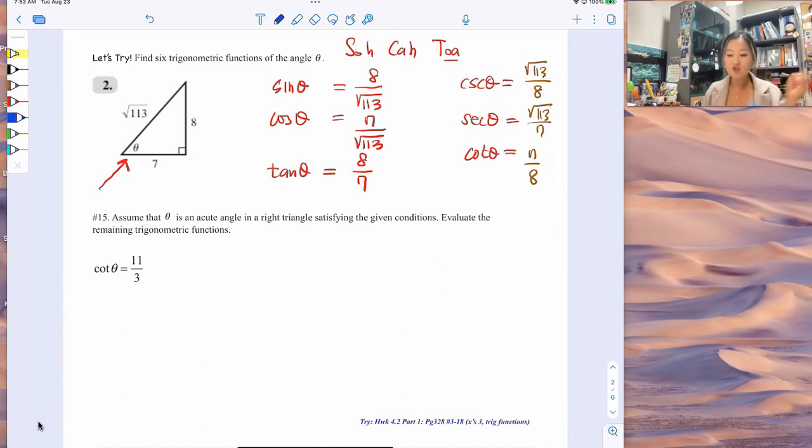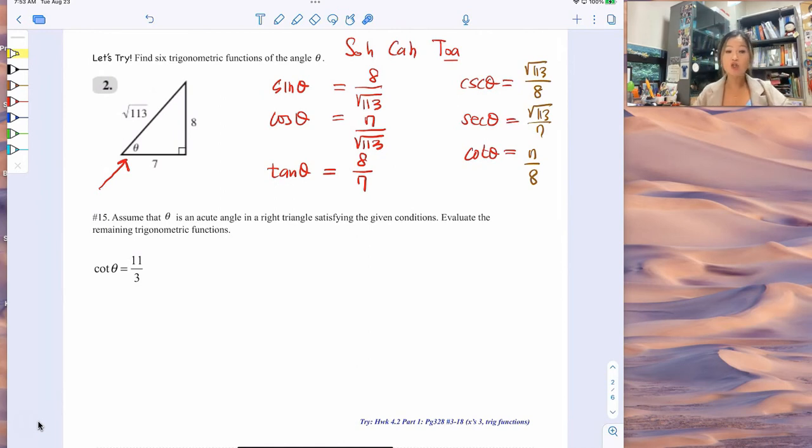So get excited. Assume that theta is an acute angle in a right triangle satisfying the given conditions. The given conditions are here, okay? Evaluate the remaining trig functions. So there's 5 that we need to find, right? I think the easiest way to attack something like this is to sketch it, sketch it, sketch it.